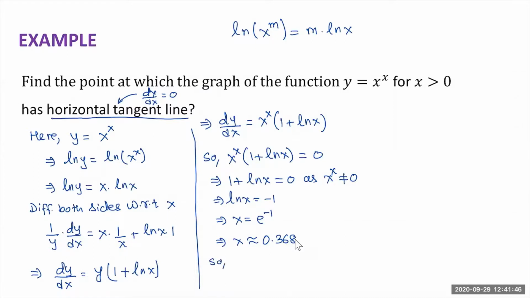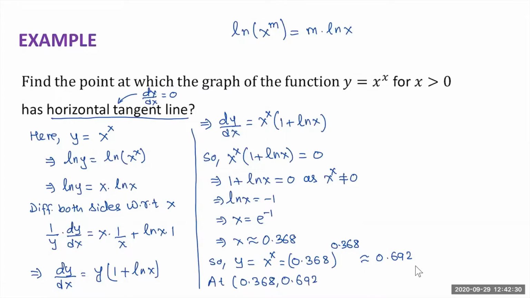So y will be equal to, if you look at the function, our function is x raised to x. Y is x raised to x. X is 0.368 raised to, power is also 0.368 because it is x raised to x. And if we type this in our calculator, it will be 0.692. Our x value is 0.368, y value is 0.692. So we can say at 0.368, comma 0.692, the tangent is horizontal.